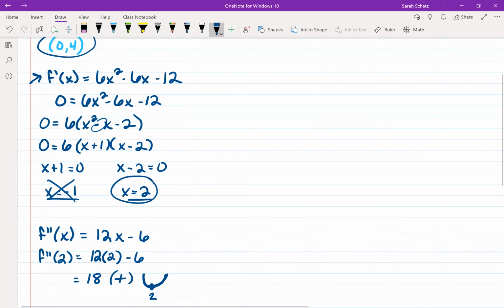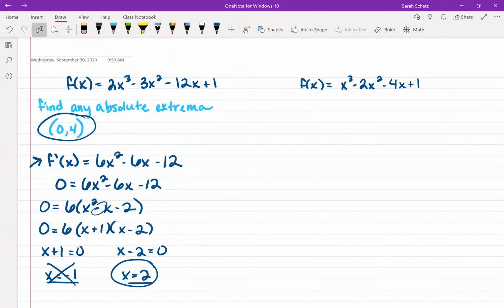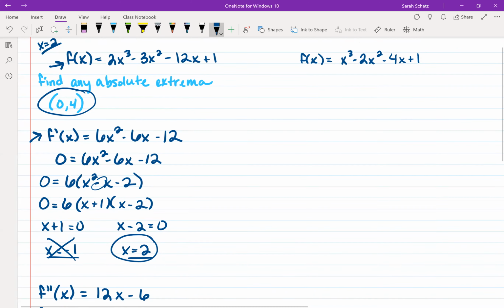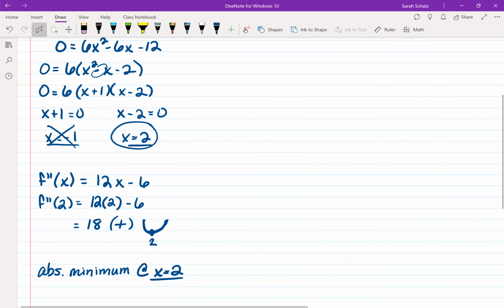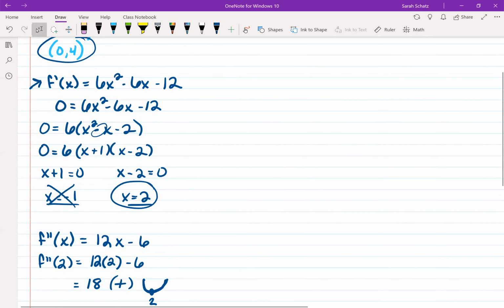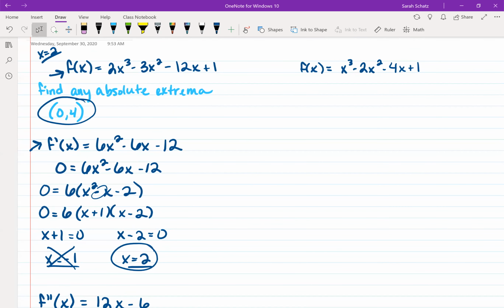Now, I don't know the y value, but I can find it. What if I need the actual minimum value? You put x equals 2 into the original. Remember, that's the only way you can get a y value here. I never care about the y values on the derivative functions, only on the original. So my minimum occurs at x equals 2. To find the y value there, I would put 2 into all these places, and I would get out a y value.